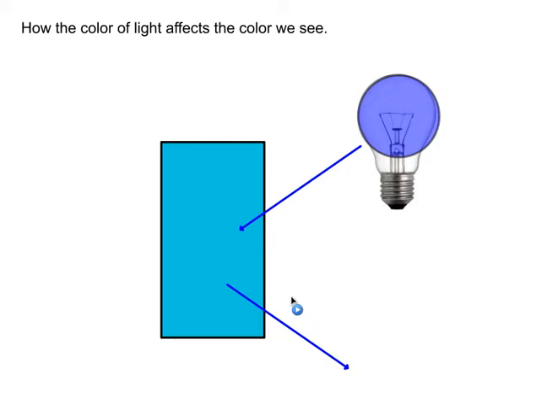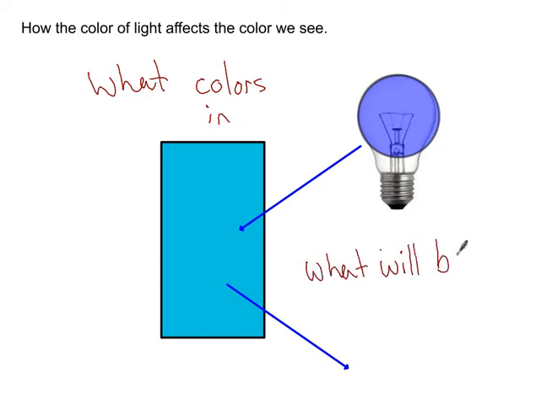So this is one of the things you'll be doing in your worksheet, saying what color should be coming off. And this is the logic you have to think of: what colors are coming in, what colors are allowed to bounce off. Okay, and what you see is what you bounce off. So you can only see the color of something if that's what actually bounces off.